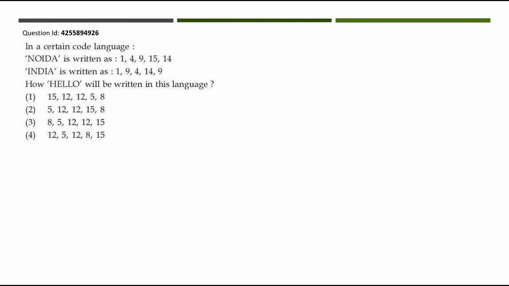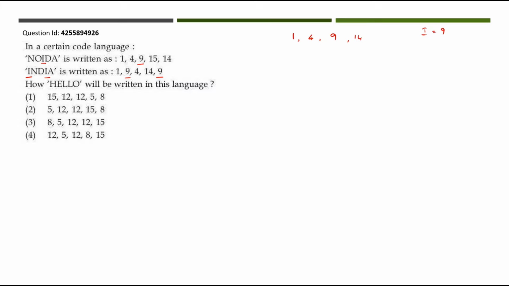Next question. In a certain code language, Noida is written as 1491514. India is written as 194149. How will hello be written in this language? Which number is getting repeated in both places, Noida and India? 1 is getting repeated, 4 is getting repeated, 9 is getting repeated, 14 is getting repeated. Now 9 is once here and twice here. I occurs once here and twice here. From this we can understand I is 9.